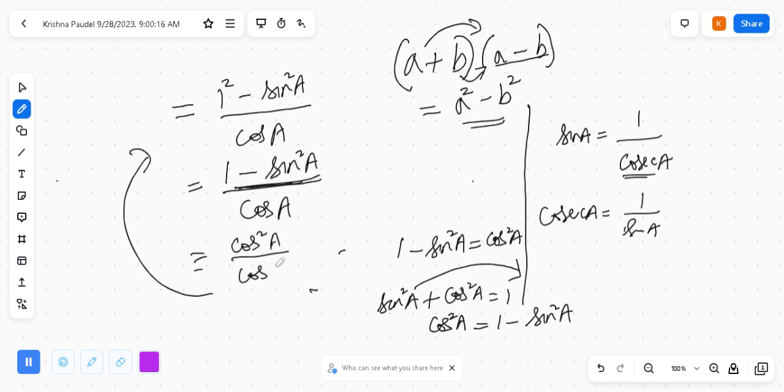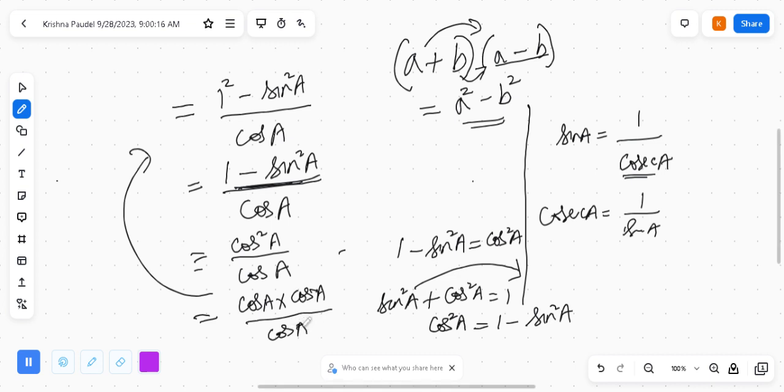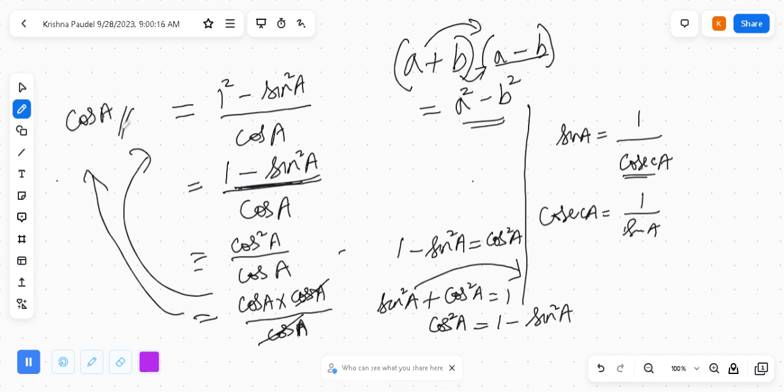divided by cos a. And what is the meaning of cos square a? It means cos a 2 times, cos a into cos a, and one cos a is in the denominator, and when we have two same quantities in the numerator and denominator, we can cancel one of them. So the final answer is cos a. So I hope you understand. If you haven't understood, you can put a comment. I'll help you out again.